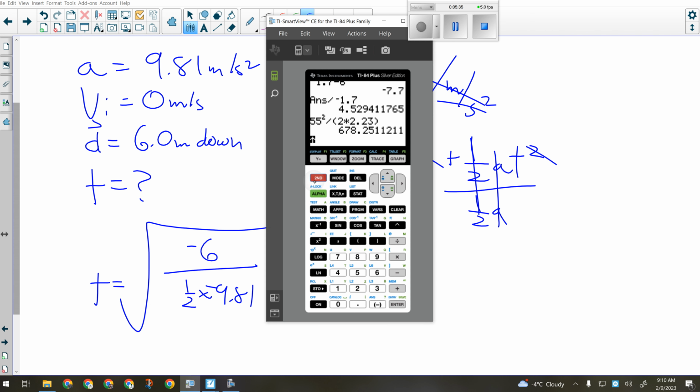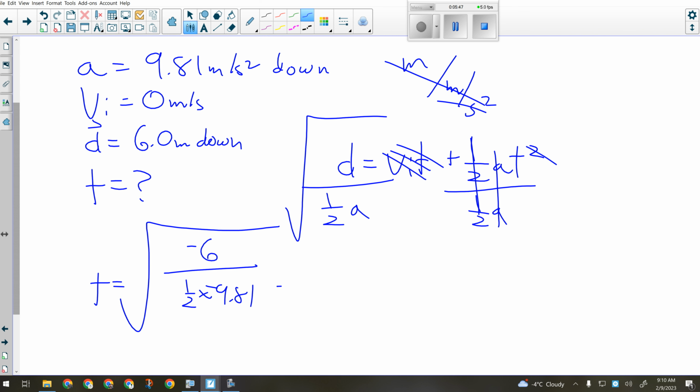All right, so square root of 6 divided by 4.905. That's half of 9.81. Okay. All right, it's going to fall for 1.1 seconds. Okay, 2 significant digits. I did it differently, about the same answer. Okay, did you do it in 2 steps? Yeah. Yep, that's okay. There's usually more than one way to do a question. Okay, you did it in 2 steps and got the right answer, you're good.